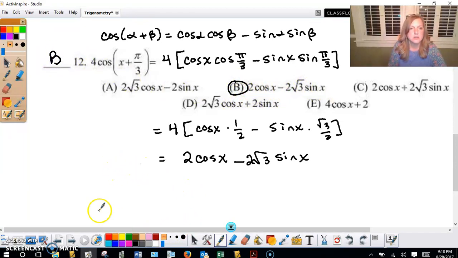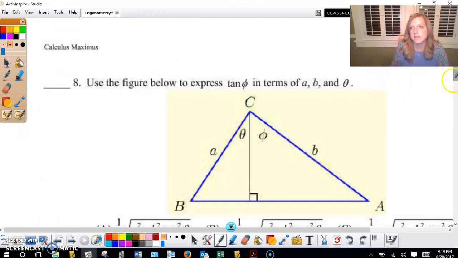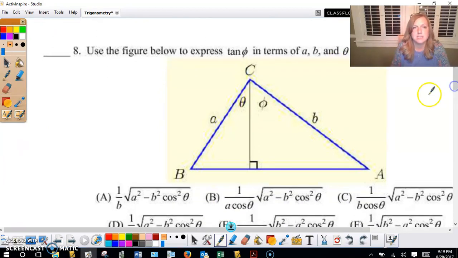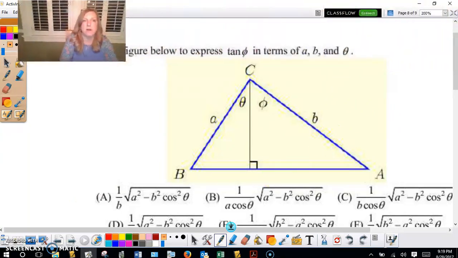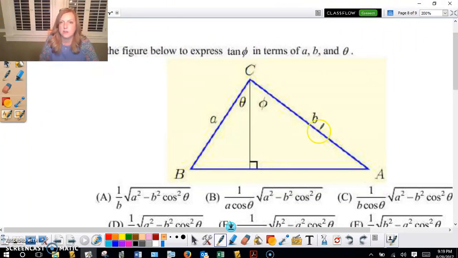All right, so now let's go back to the most challenging one in this packet, number 8. And that's mostly because this is essentially a proof that you're doing. And so it's making you work a little bit more abstractly, and it's got multiple steps to it. So we're going to work our way through this. Now, the first thing that I would look at is, okay, what I want to do is use this figure, and I want to find the tangent of phi.